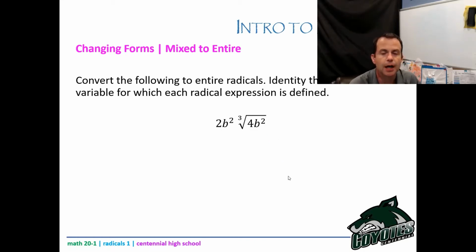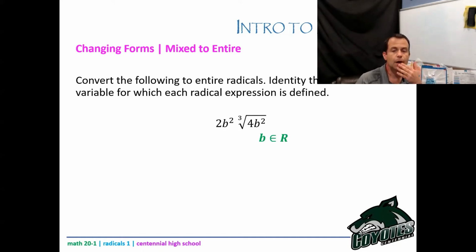All right, 2b squared times the cube root of 4b to the 2. Now, do I need to talk about the fact that b has to be positive here? The answer is no. And the reason is, I've got a cube root. I can take the cube root of a negative number. The cube root of negative 27, for instance, is negative 3, because negative 3 times negative 3 times negative 3 is negative 27. So for the values where the variable is defined, it can actually be anything here. So we say b is a member of the reals.